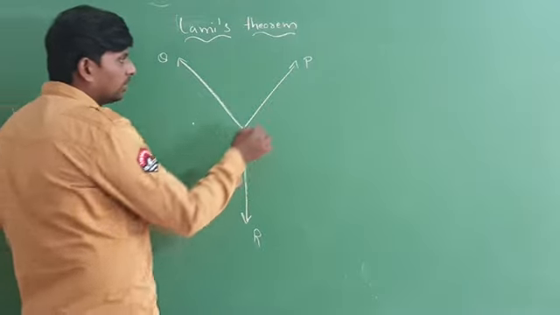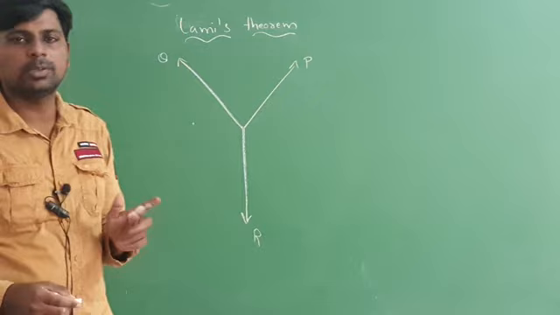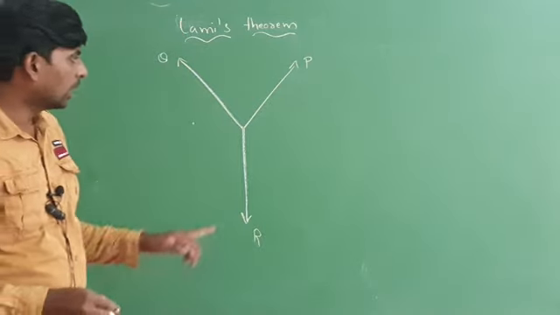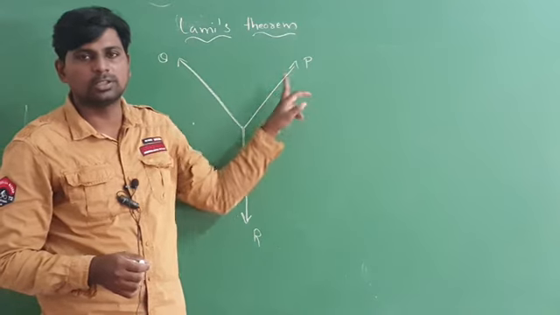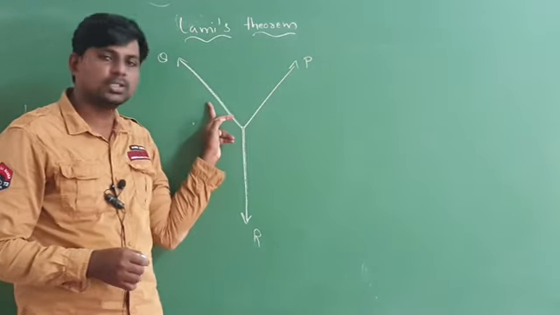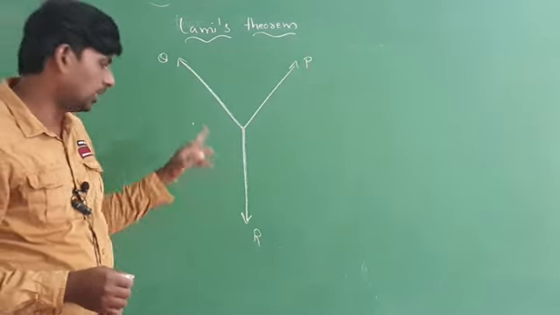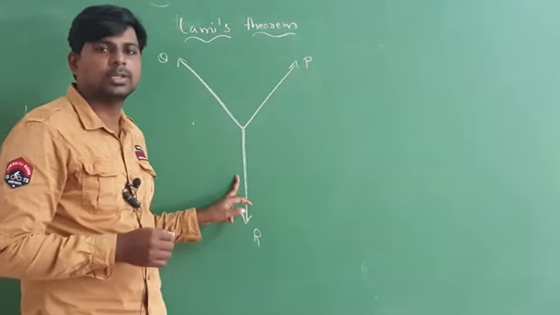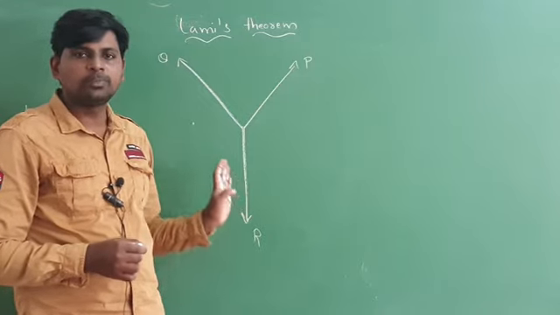Okay, now, when do we call something a vector? If it has magnitude and direction. Can I measure this one? Yes, I can measure. Can I tell the direction of this one? Yes, I can. This one is a vector. Can I measure this one? Yes. Can I tell its direction? Yes. Can I measure this one? Yes. Can I tell that? So all are vectors.